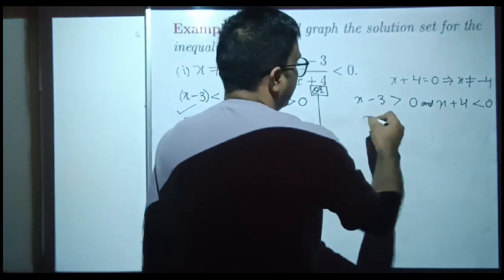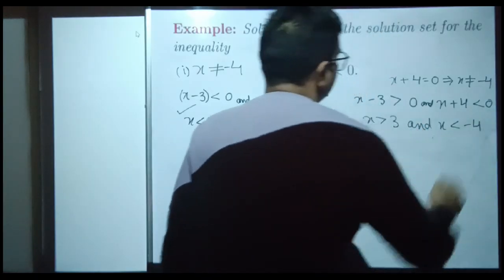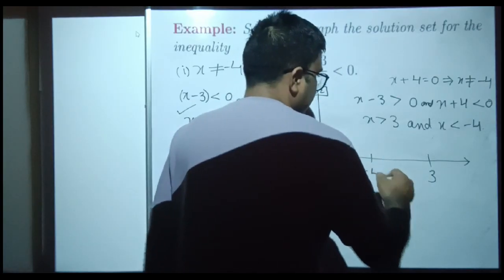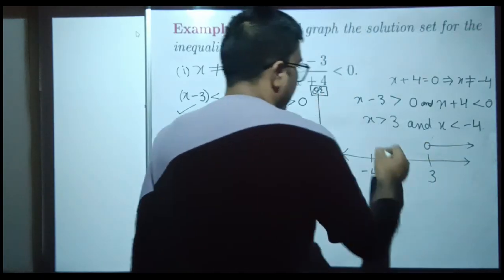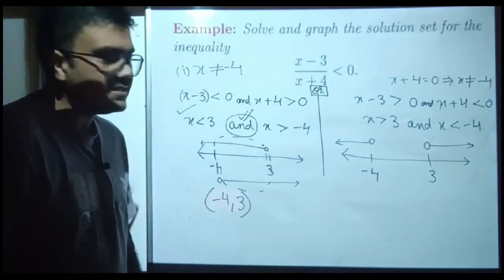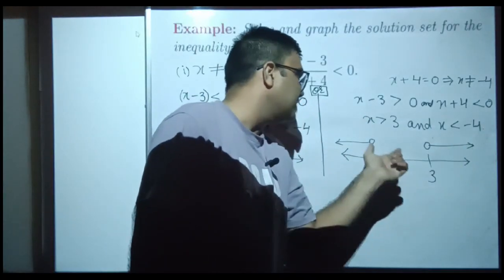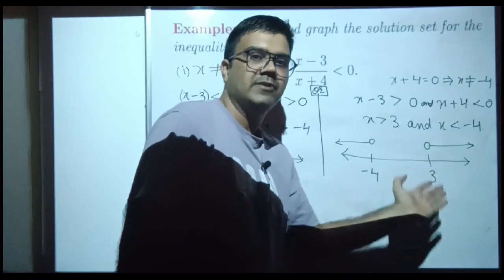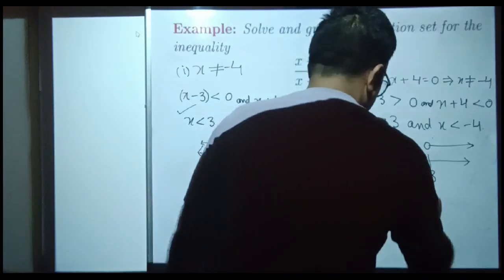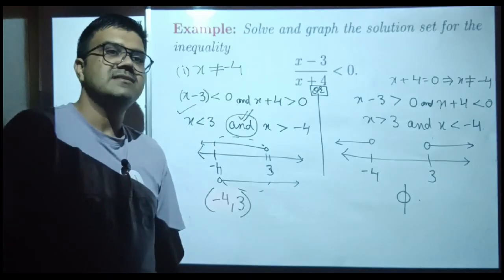Look at this case. X is greater than 3 and x is less than -4. We are interested in those values of x for which x is greater than 3 and x is less than -4. So is there any x which satisfies both these conditions? There is no common value over here which satisfies both these conditions. So we are saying that this set is the empty set, φ.